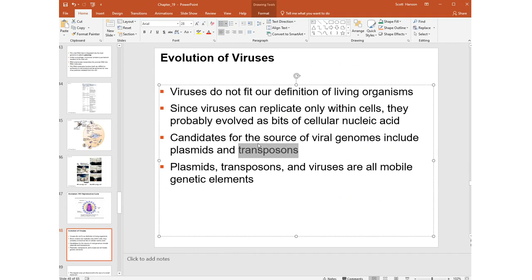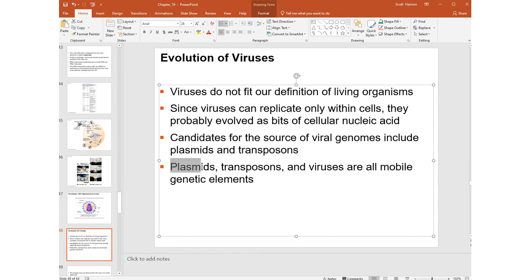So these transposons, remember, are small sequences of DNA that can actually get up and move. They're small sequences of DNA that are normal parts of a eukaryotic cell, not a virus, but eukaryotic cell, and they normally get up and move from one place to another, maybe even move to a new chromosome.